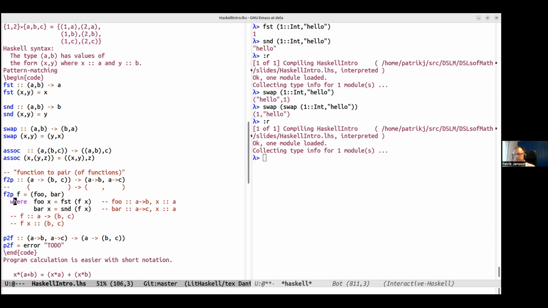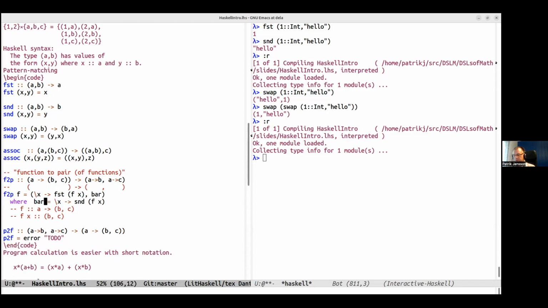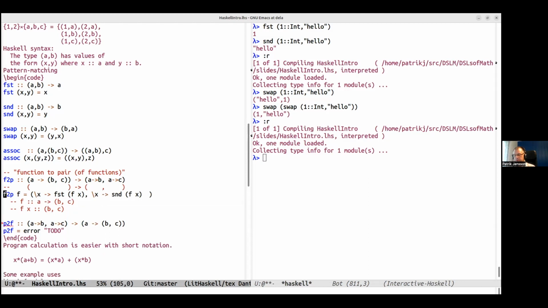So let's see if we can make this one slightly shorter. So first, I can use the anonymous function trick. So this can be a function, lambda x to first of f of x. I'll also cut the comment here. And then bar similarly takes an x in and returns second of f of x. So this means I can replace the definition of foo with the right-hand side. And similarly, I can replace bar with this expression. And now it's a one-liner.